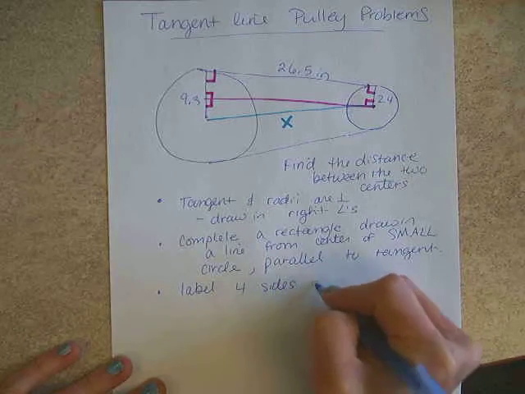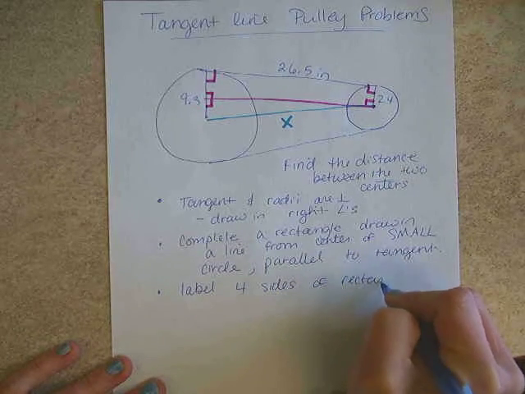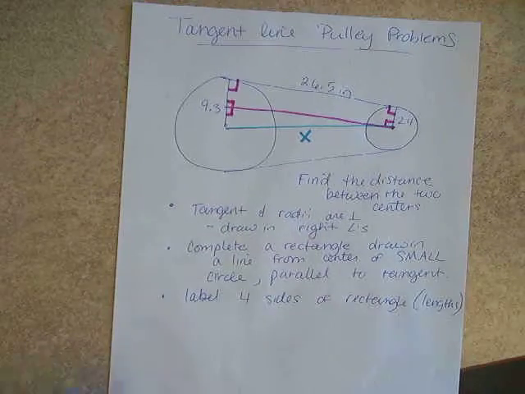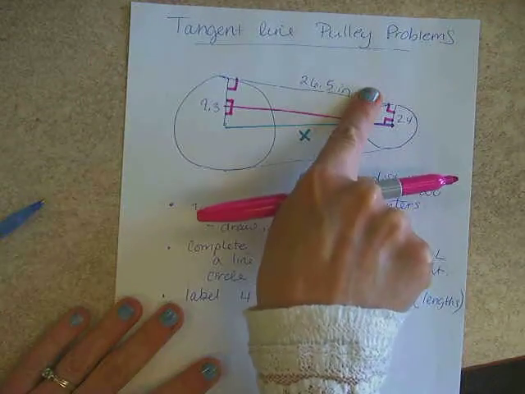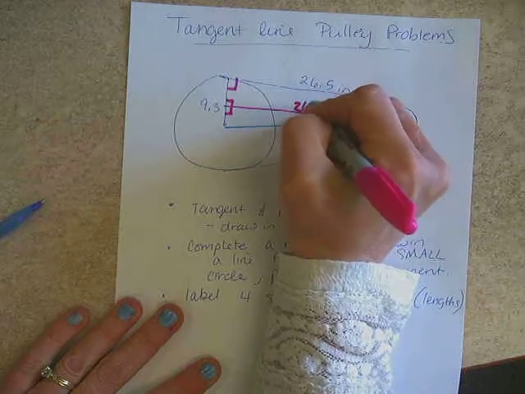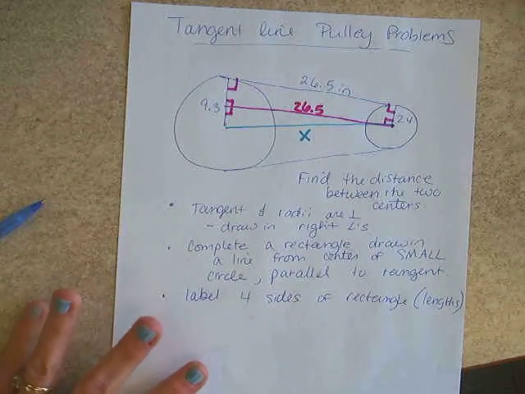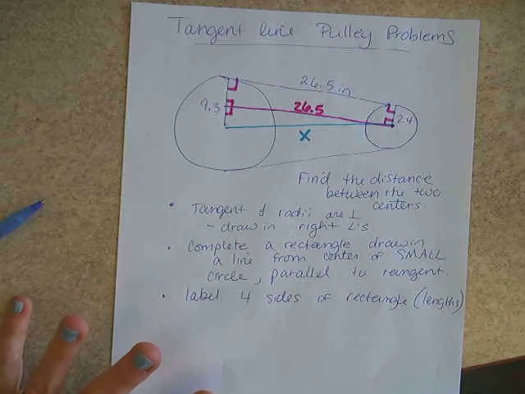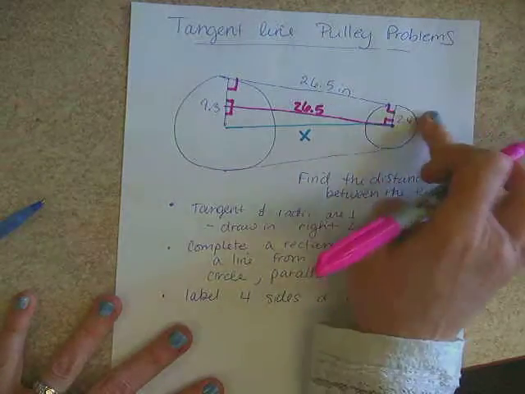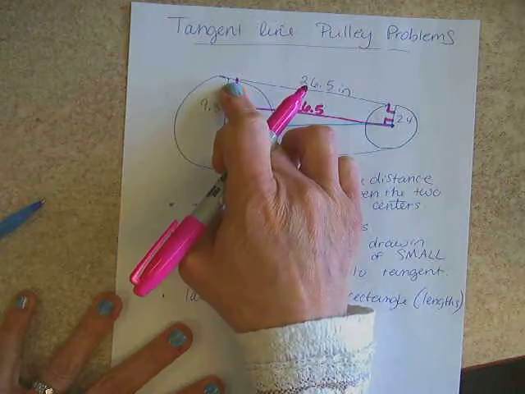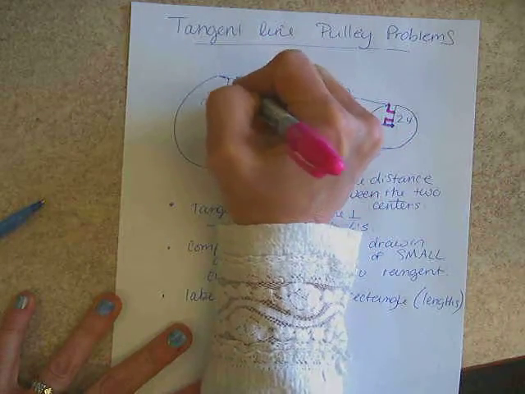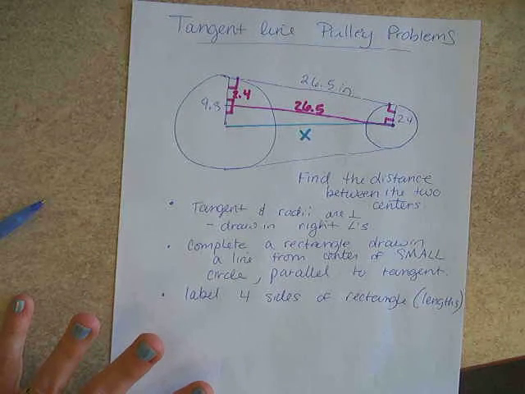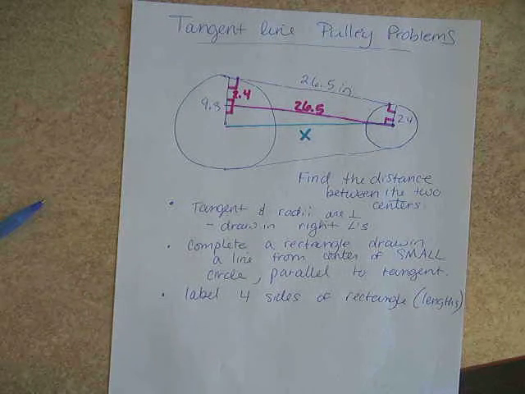Third thing you're going to want to do is label the four sides of your rectangle with lengths. So if this is 26.5, then the parallel line you just drew should be 26.5 because opposite sides of a rectangle are congruent. If this is 2.4, then directly across from it should be 2.4.